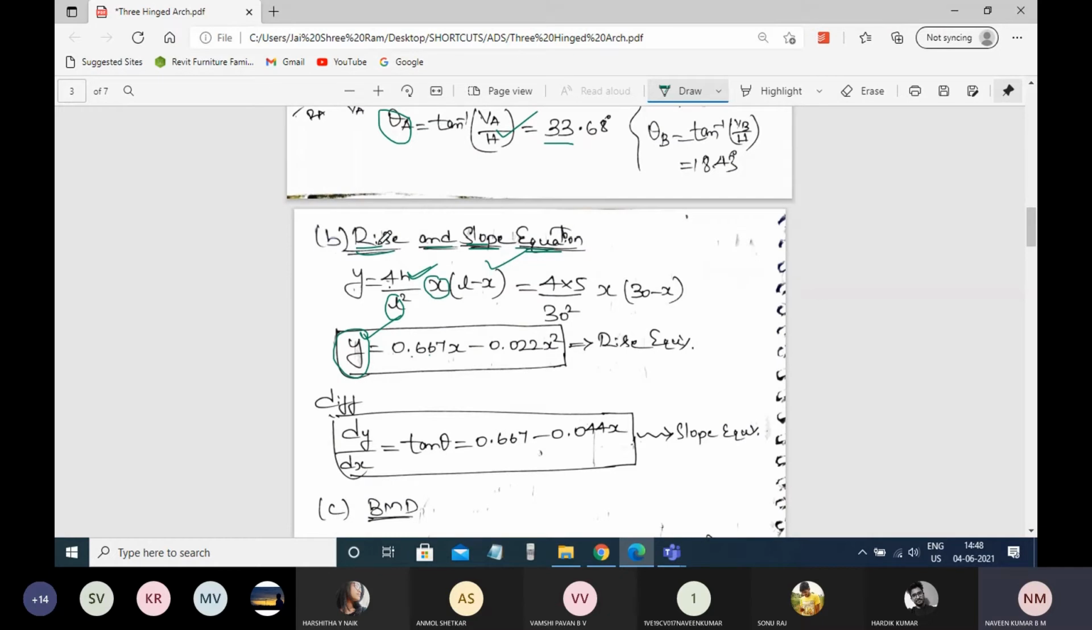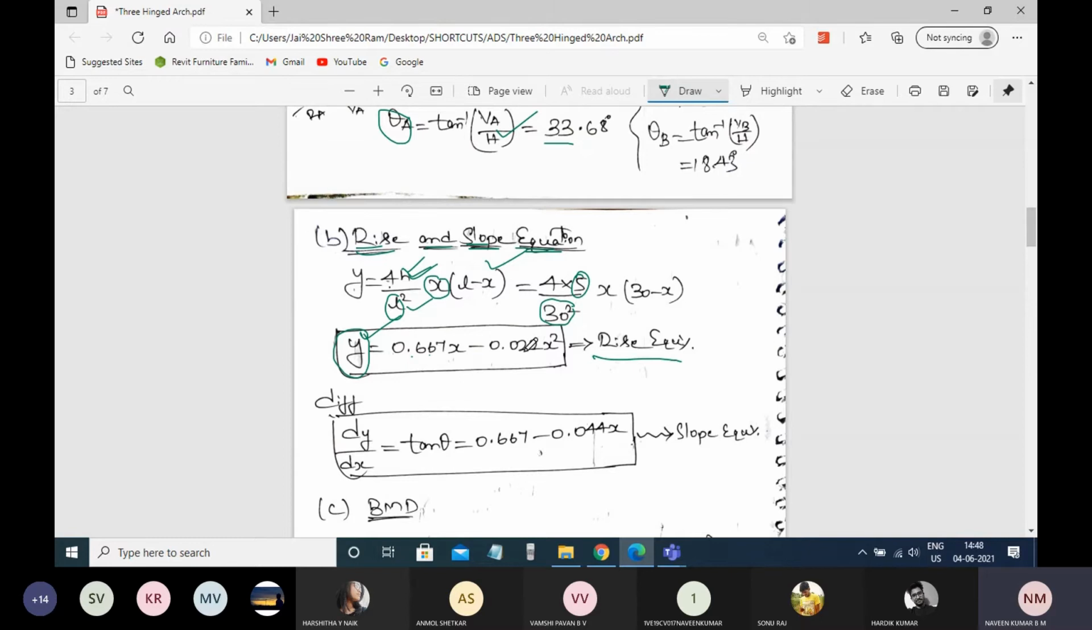So you know the h value, you know the L value, you can directly substitute over here. Understood? So you simplify this equation as y equals 0.0667x minus 0.022x square. Okay, this is your rise equation.